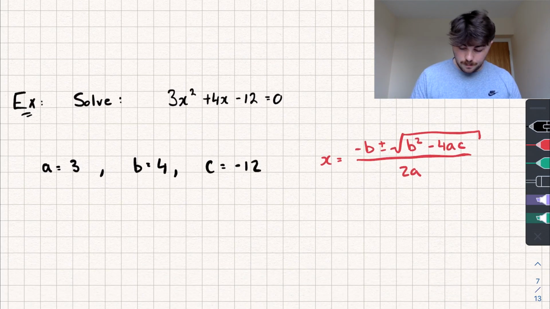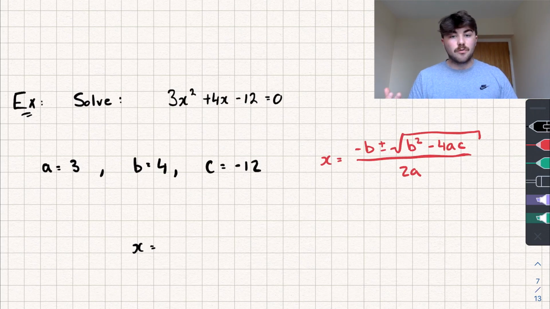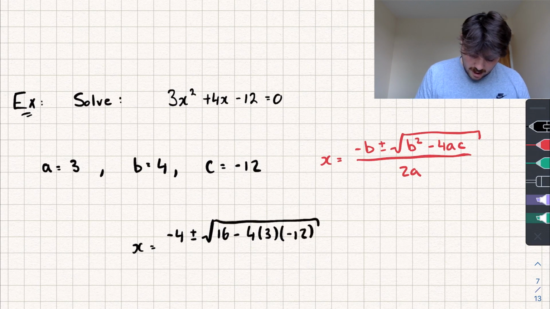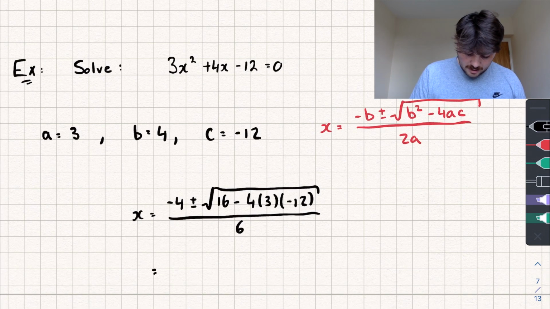So we would get that x is equal to negative b, well b is 4, so negative b is going to be negative 4, plus or minus the square root of b squared, so that's just going to be 16, minus 4 times a, which is 3, times c, which is negative 12. And then we're going to divide all of this by 2 times a, which is 2 times 3, so that's just 6.